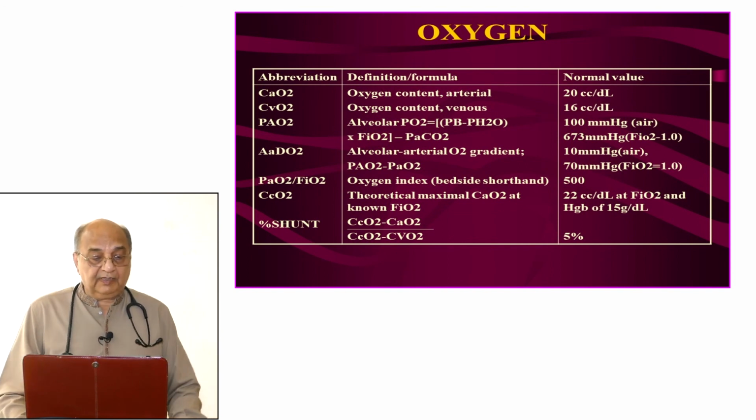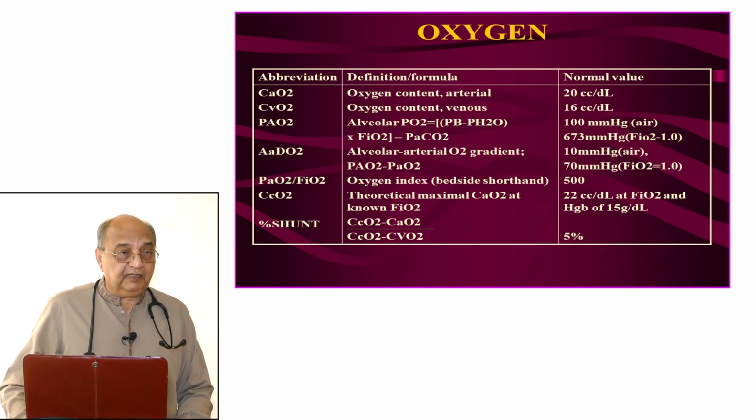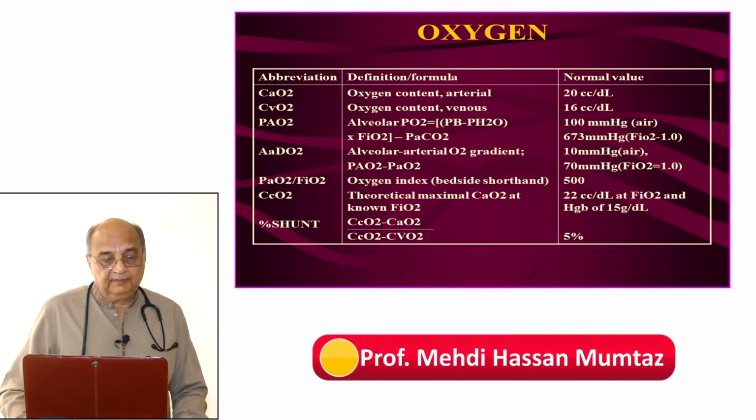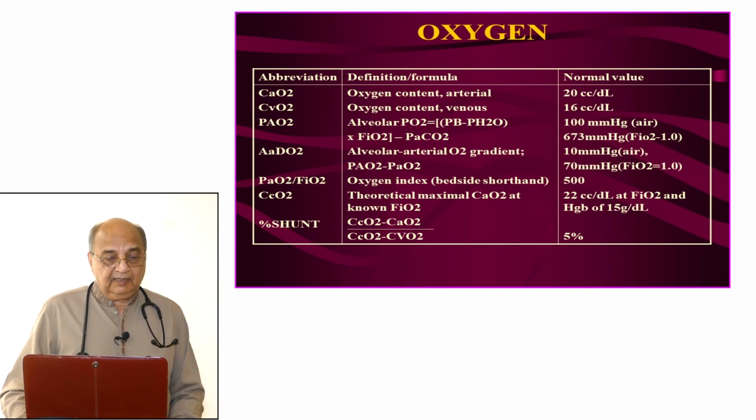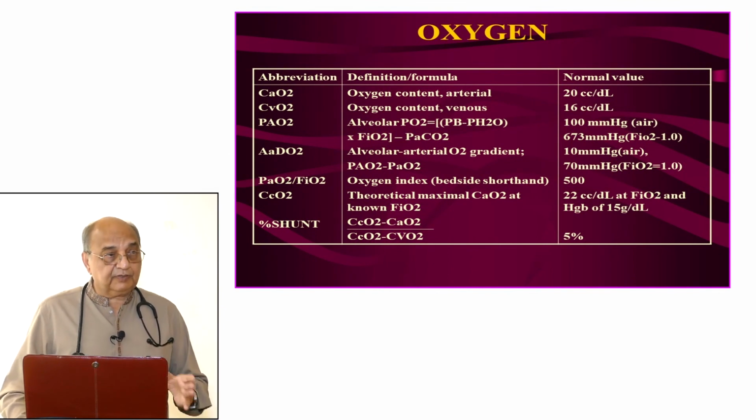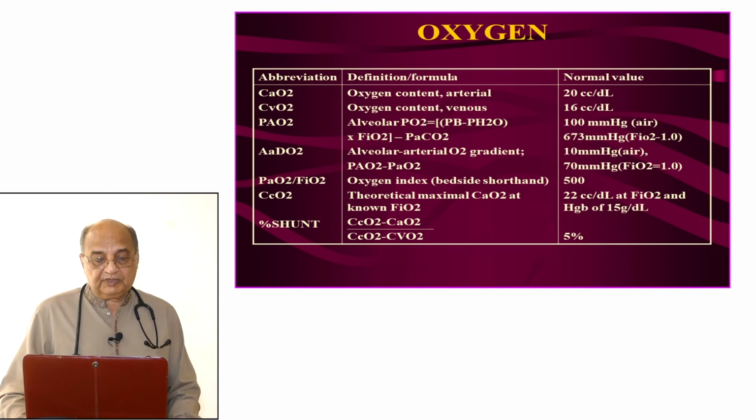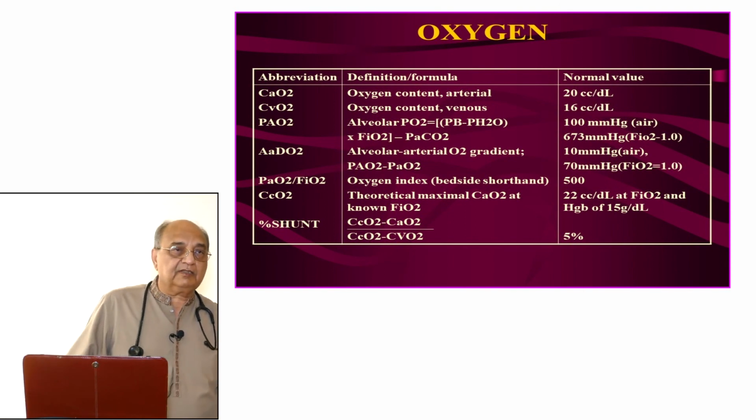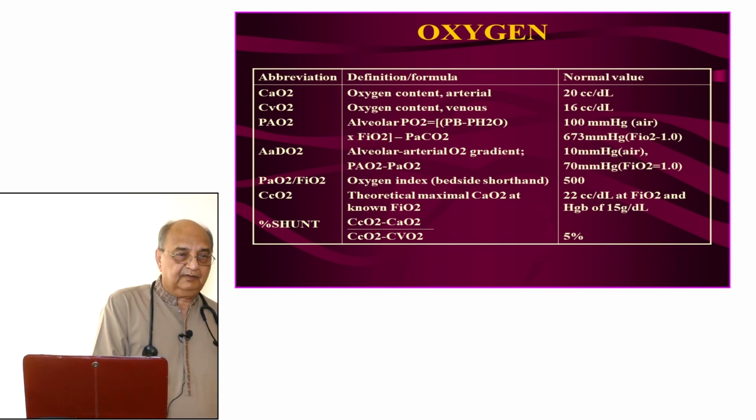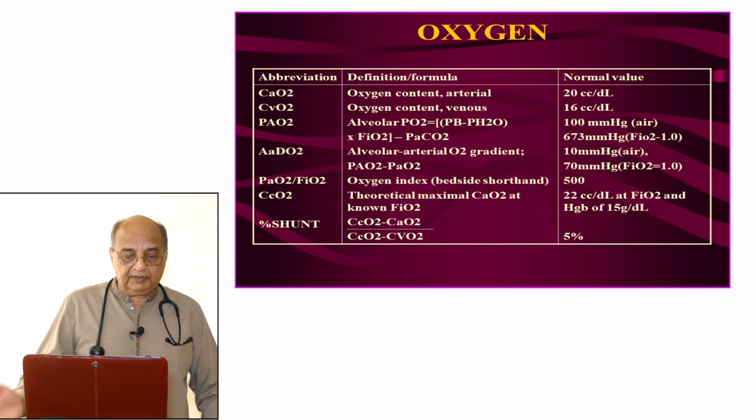Then we look at the ratio PaO2, partial pressure of oxygen in the arterial blood, divided by FiO2, fractional inspired oxygen concentration, and that gives us a very good oxygenation index. Then look at the theoretical maximum O2 at known FiO2. Then you look at the shunting. Blood is coming into the lung, but it's not coming in contact with the gases and is just bypassing it. So that's according to the shunt equation.